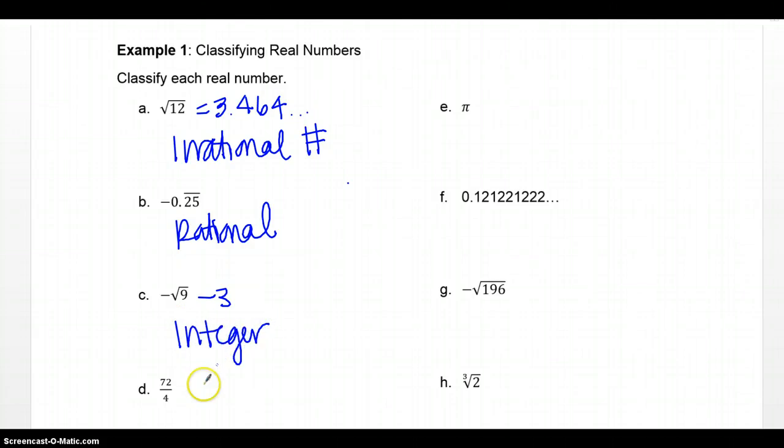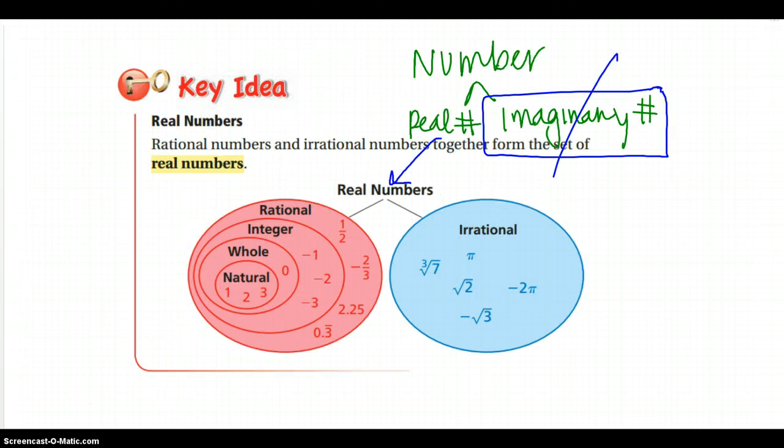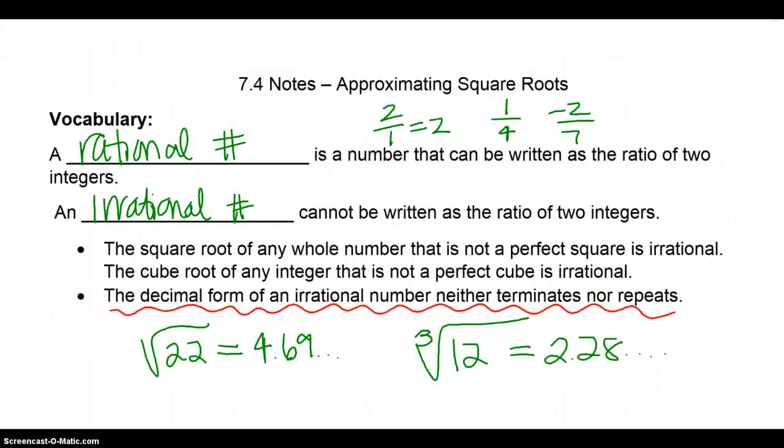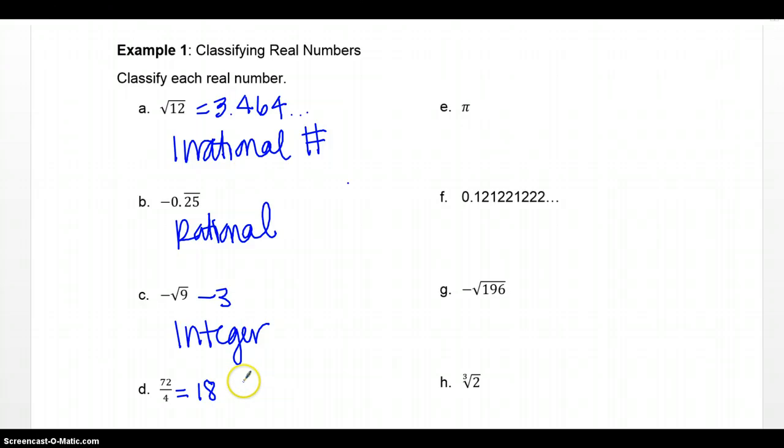Okay, 72 over 4, if I simplify that, I get 18. So if I look back, I can count 18, so it is a natural number, and it is also whole, because it could include 0. It is also an integer, and it's also rational, because it can be written as a fraction. So this would be all 4. So this is natural and whole, integer, and rational.